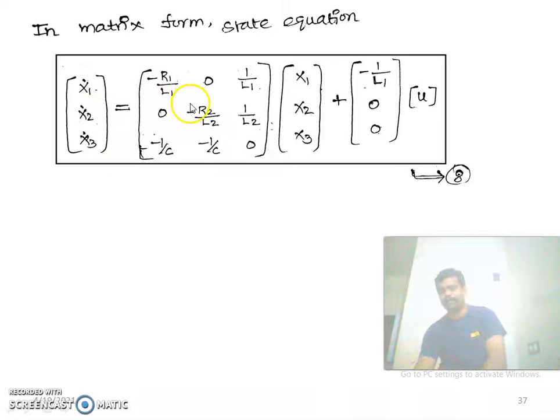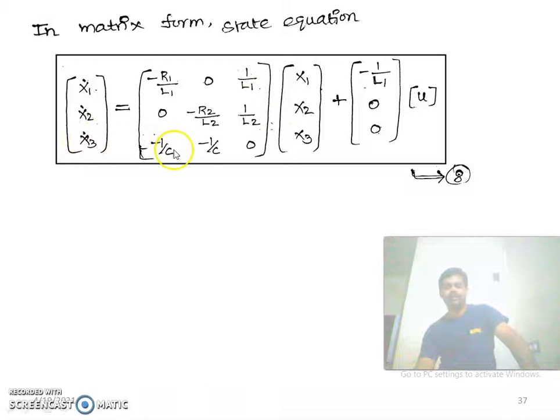First you will be writing minus r1 by L1. If the x2 term is not there, you have to put 0. Then 1 divided by L1. In the x2 dot you are not having x1 term, so you are putting 0. Then minus r2 by L2, then 1 by L2.